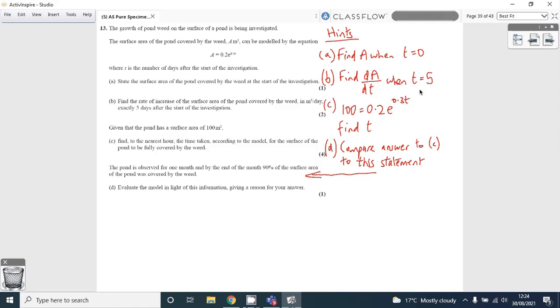Now for part C, given that the pond has a surface area of 100, so the area equals 100, we need to solve 100 equaling 0.2 e to the 0.33 t. And just to give you an extra hint there, you are going to have to use logs to help you solve that equation. Now for part D, what you want to do here is compare your answer from part C, how many days and hours it took, to the statement that by the end of the month 90% of the surface area was covered, and just see how your answer to part C compares to that statement to evaluate the strength of the model.